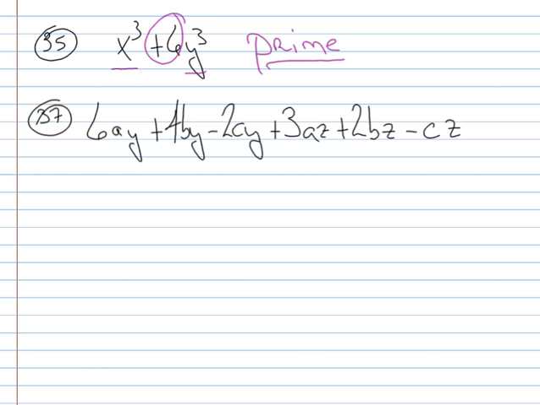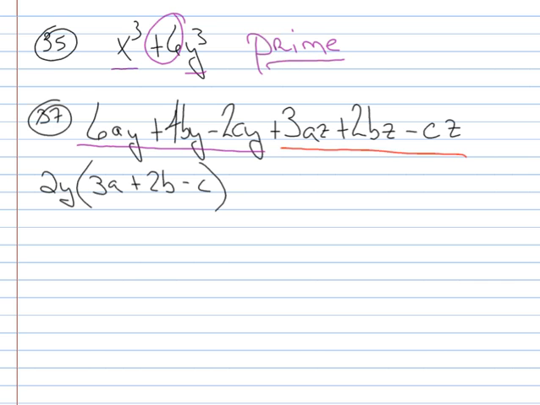If I look at these things right here, look at all three of these, they all have a y and a 2 in common. So let's pull a 2y out of these three things and see what happens. If I pull a 2y out, I'm left with 3a plus 2b minus c. That's cool. Let's go over here and see what happens with this one.